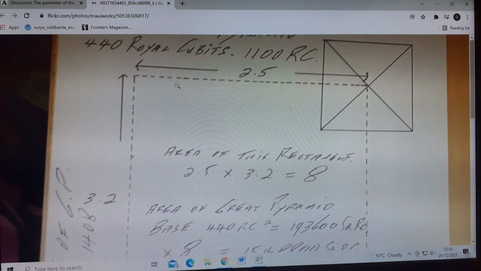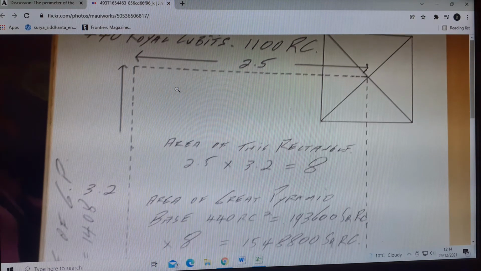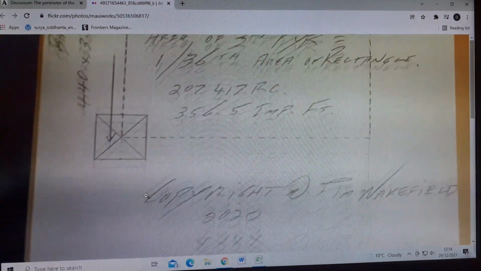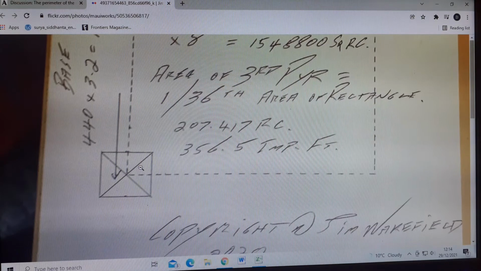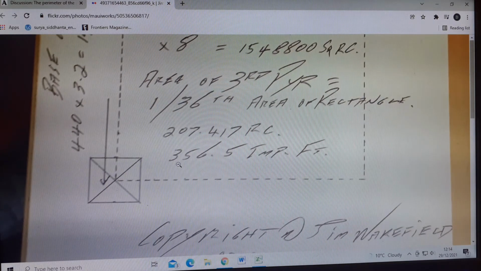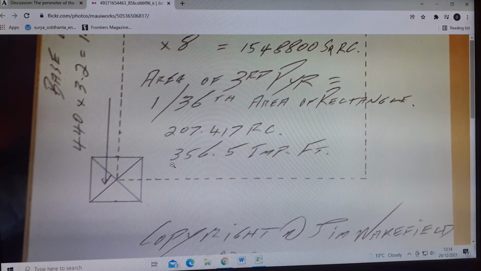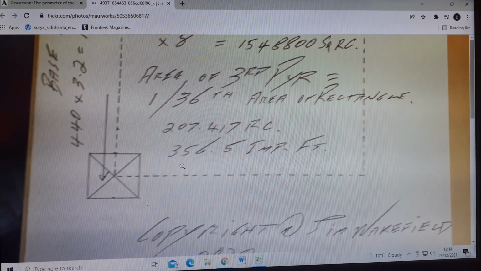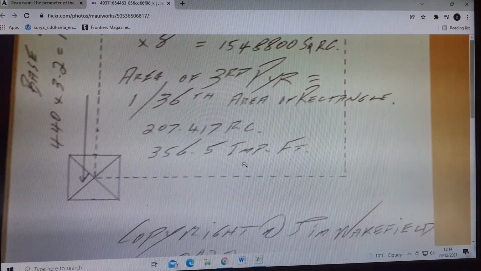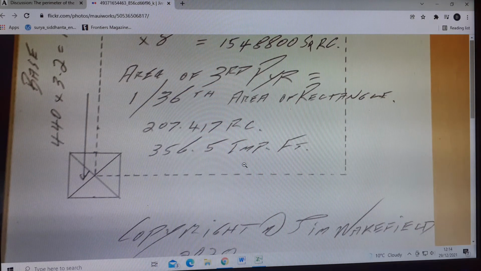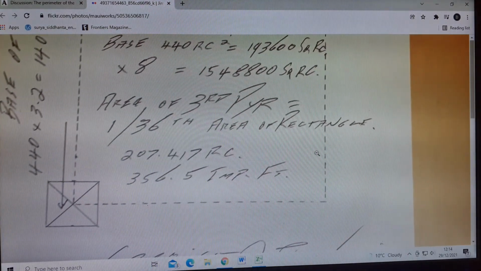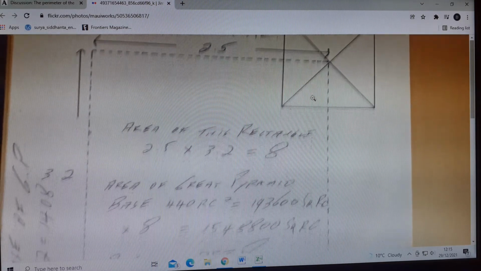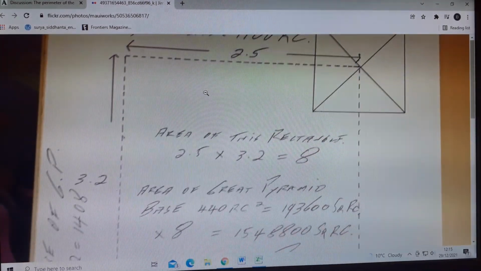he's put this rectangle together, and there's a quarter of the Great Giza Pyramid base in it, and there's a quarter of the small pyramid base in it. And he's worked out that the area of the third pyramid is 356.5 imperial feet, and it's 1/36 of the area of the rectangle, and the base of the Great Pyramid is 1/8 of the area of the rectangle.